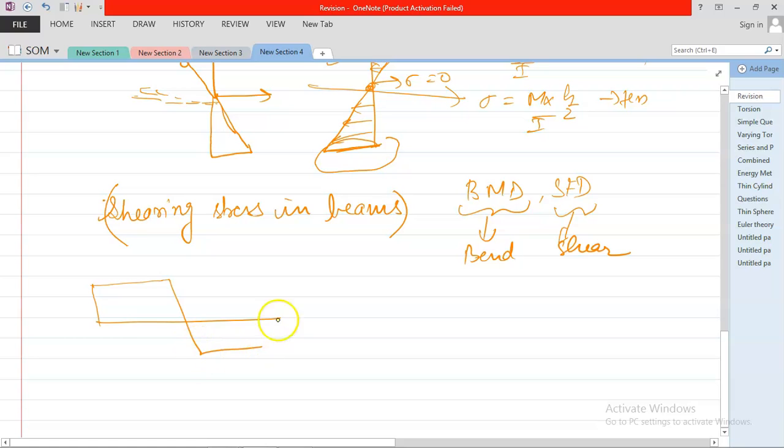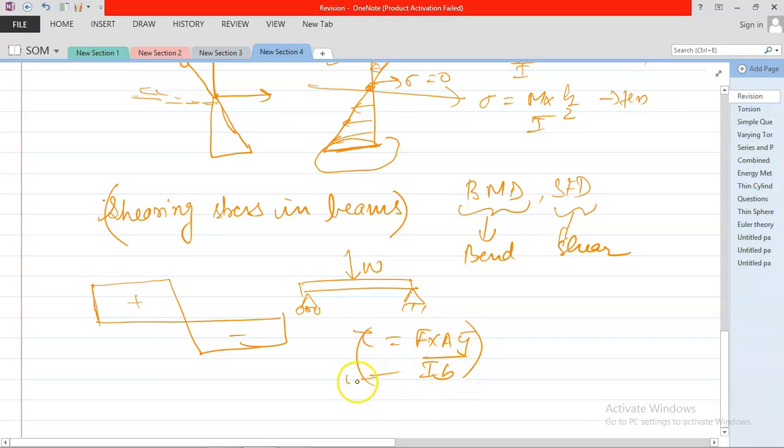Suppose, for this type of support, what is the maximum shear force? You need to find it. The formula is F into A into Y bar upon I B. You can go this way, but in exams they generally don't ask such big things. Shearing stress contains very few questions in GATE, so I want you to remember only a few things that I also discussed yesterday.